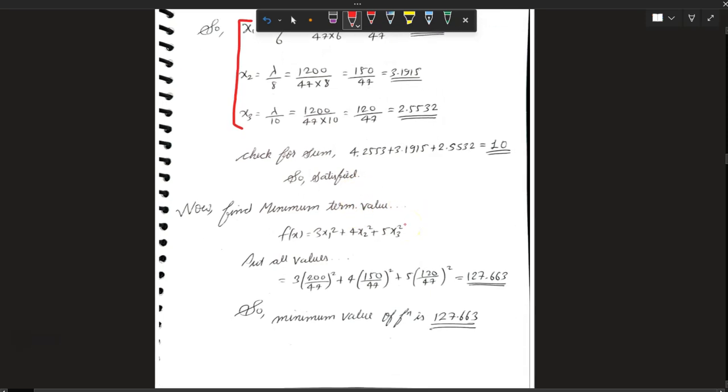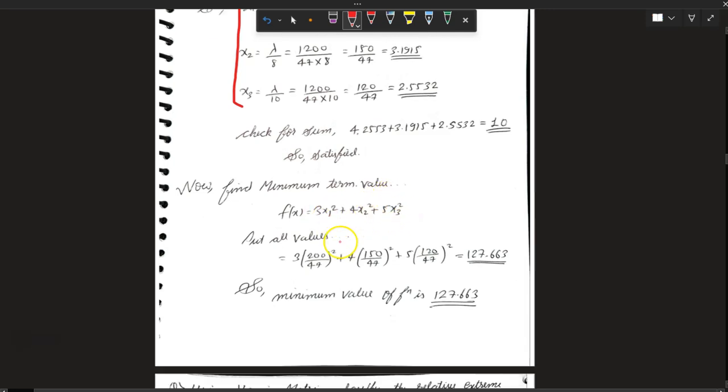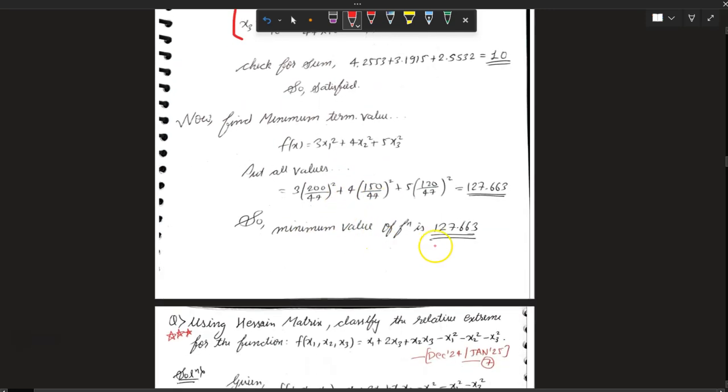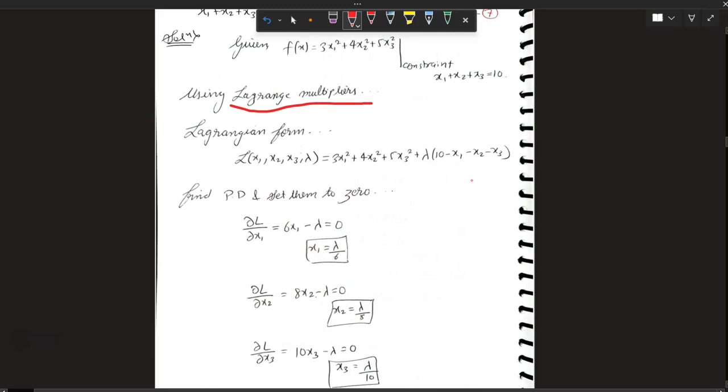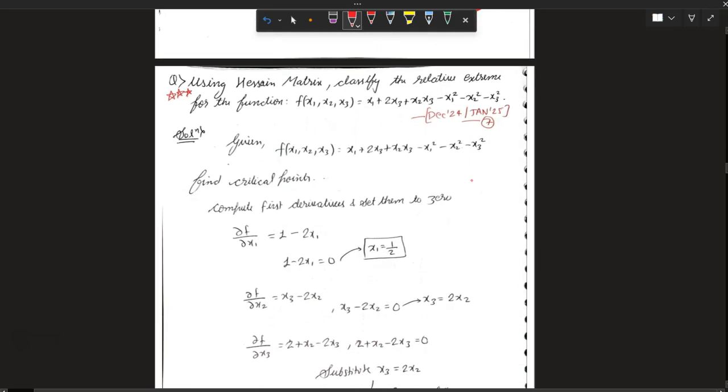Now find the maximum value. How to find it? Put all the x1, x2, x3 values over here, and whatever you get is the maximum value of the function. I hope you understand this question, and this is an important question. So please do see it again.